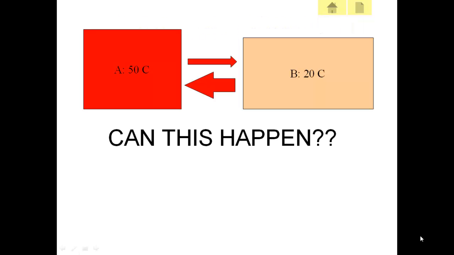To finish, we're going to look at the second law of thermodynamics and the law of entropy. Here we have one object which is 50 degrees and another which is 20 degrees. And we have this diagram where there is more heat going from the cold to the hot than there is from the hot to the cold. Question is, can this happen?